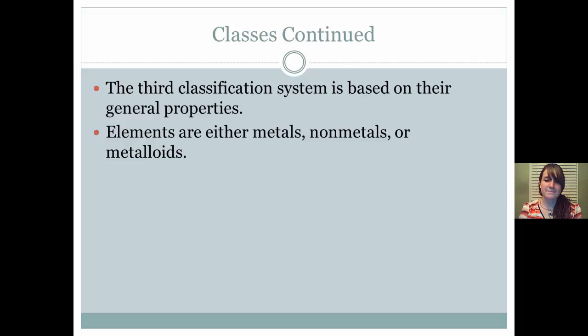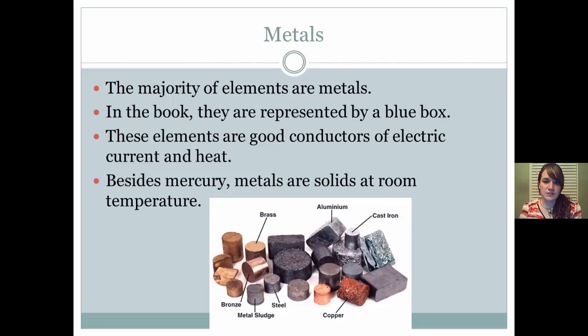Our last way is based on their general properties. So we can classify things as metals, nonmetals, or metalloids. We'll go through each of those now. Most of the elements that you're going to look at are metals. They're represented by a blue box in your book, and many of you, when you did that personalizing the periodic table, colored those in blue as well. These are the types of elements that are good conductors of electric current and heat. If you think back to when we were talking about heat transfer, and you felt that cold metal spoon, you knew that was because it was a good conductor of heat. Metals, good conductors of heat and electricity.